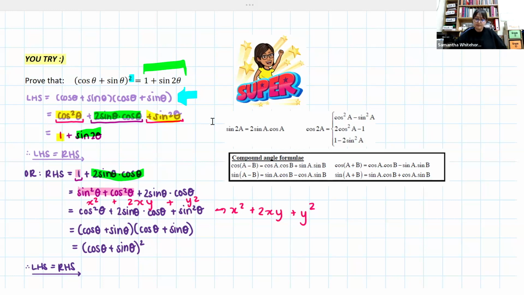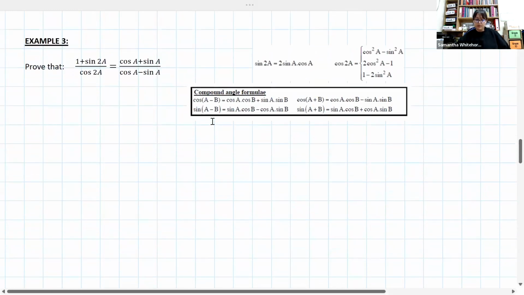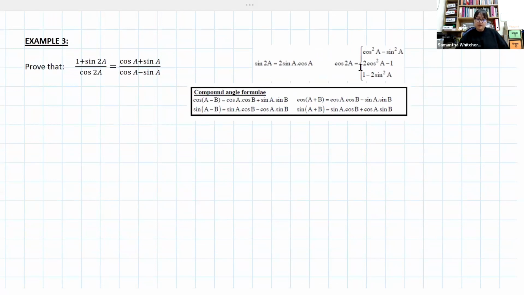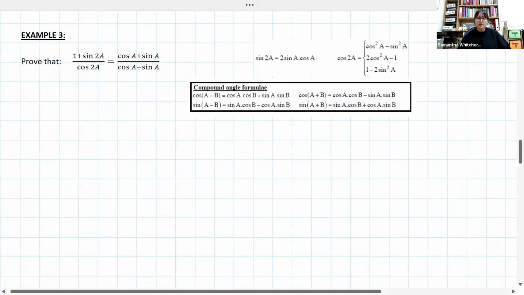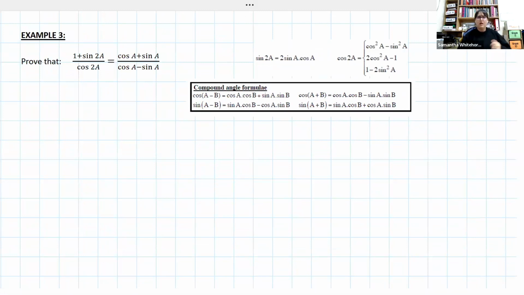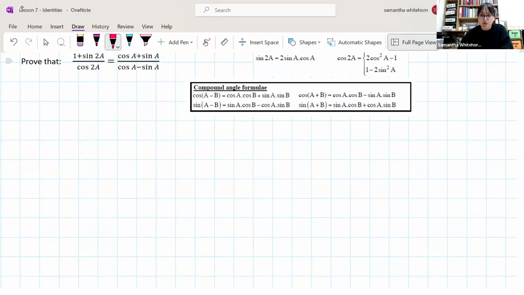All right, let's have a look at another one. Example 3: we want to prove that 1 plus sine 2a over cos 2a is equal to cos a plus sine a over cos a minus sine a. So again, look at things that you can work with. Cos a plus sine a and cos a minus sine a, I can't really do anything with them. I could apply a tan identity, but like I say, don't introduce tan if you don't have to. There is no point introducing stuff that we don't want to have to deal with.